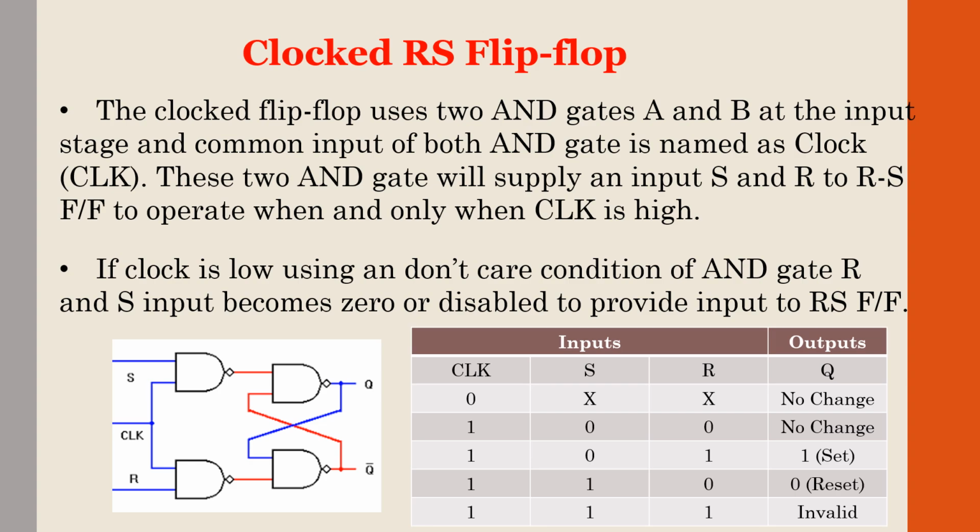Now we talk about clocked RS flip-flop. The clocked flip-flop uses two AND gates, A and B, at the input stage, and the common input of both AND gates is named as clock. These two AND gates will supply the inputs S and R to the RS flip-flop if and only if the clock is high. If the clock is low, using the don't care condition of the AND gate, R and S input becomes 0, disabled to provide input to the RS flip-flop.